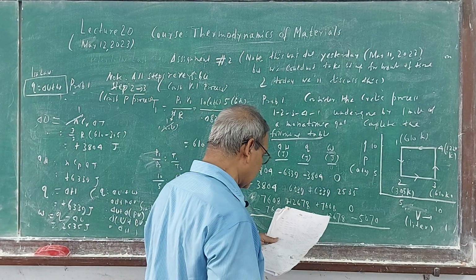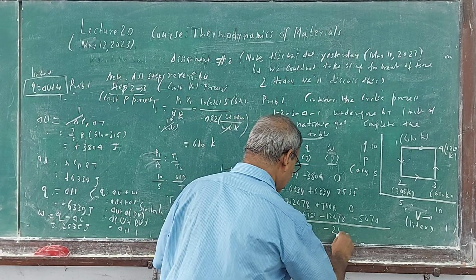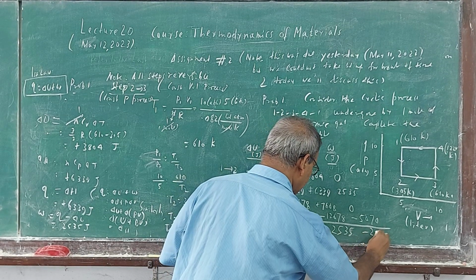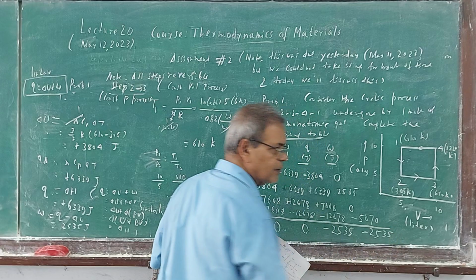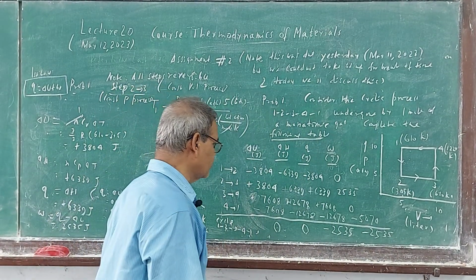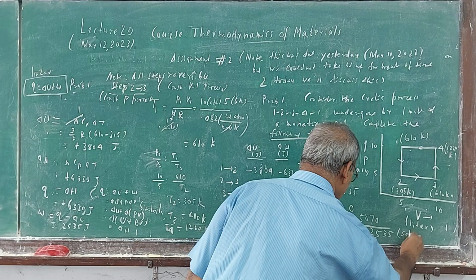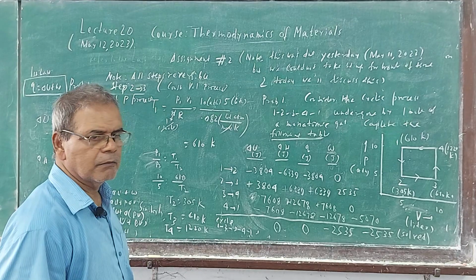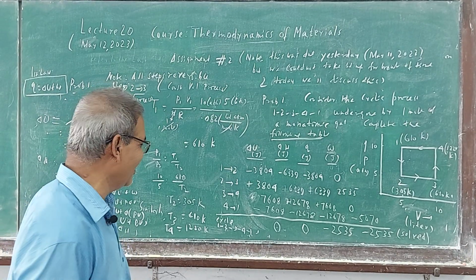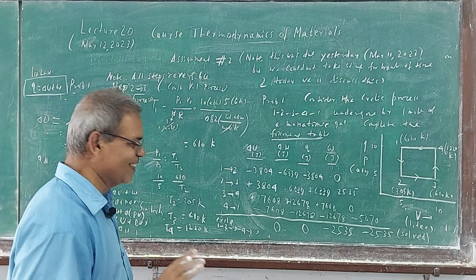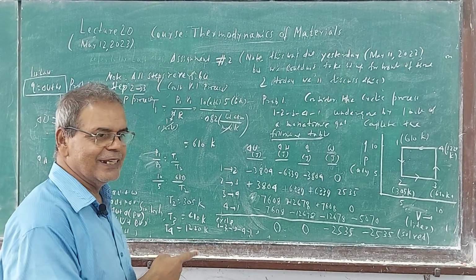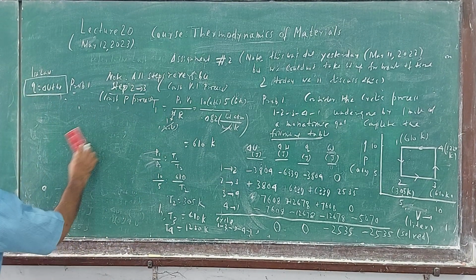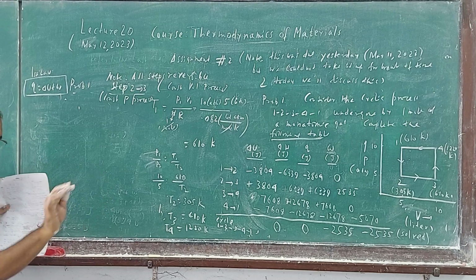And Q is, I tell you, minus 2535. And likewise, problem 1 is solved. Okay, solved. Wait, hang on. Tell me, see, note here. You are happy, over.